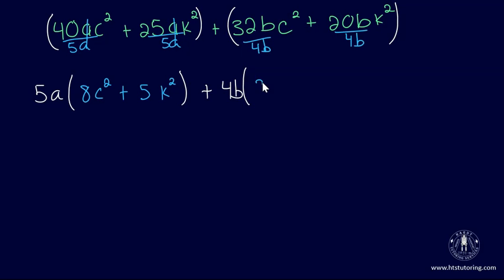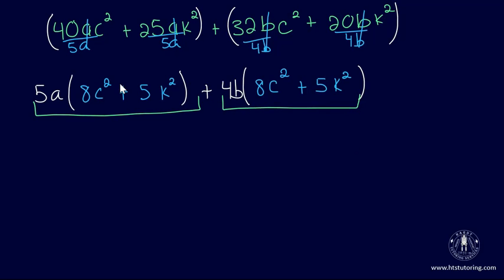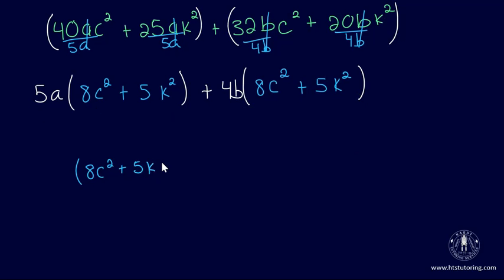And I get 32 divided by 4, which is 8. B divided by b divides out, just becomes 1. And then I have the c squared plus 20 divided by 4, which is 5. B divided by b just becomes 1, it divides out. And then k squared. All right, so that's looking promising because if I look at my 2 terms, they have the expression inside the parentheses in common, 8c squared plus 5k squared. So I can factor out 8c squared plus 5k squared because they both have it.